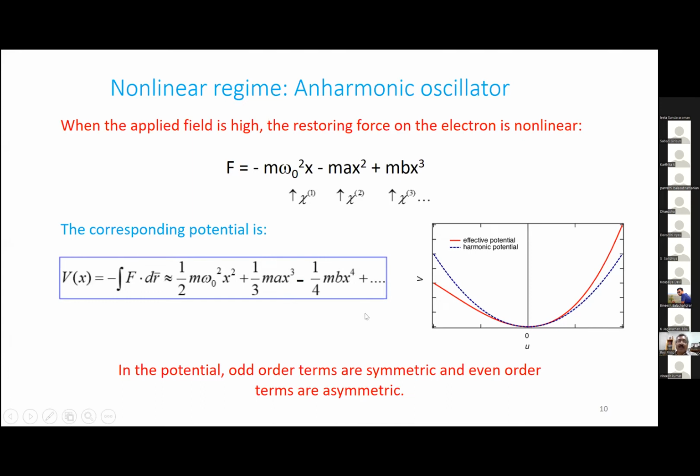So if you take only the first two terms and forget about the third term for a moment, this is going to be your effective potential. Your harmonic potential is given by the dotted blue curve, but your effective potential when you add the second term is given by this red curve. So you can see that obviously this is not a symmetric potential. So the even order terms are symmetric and the odd order terms are asymmetric in the potential.